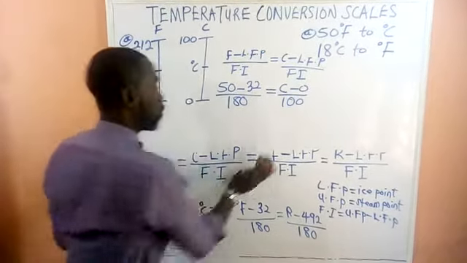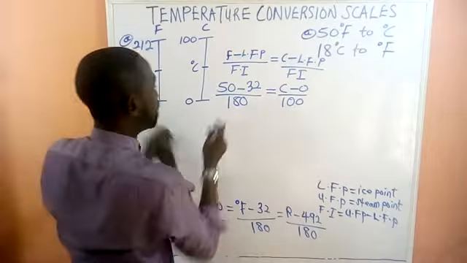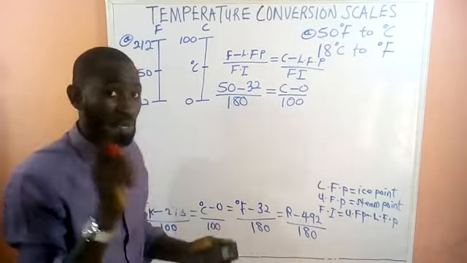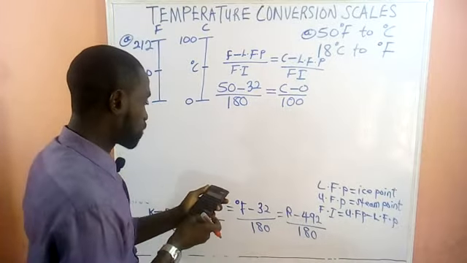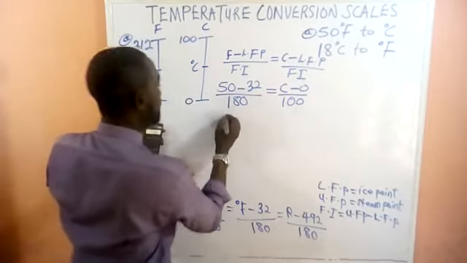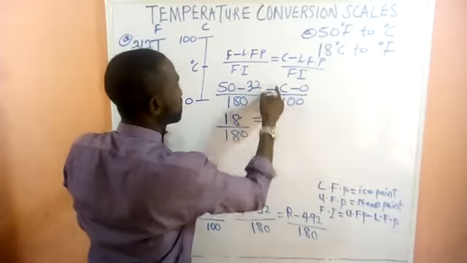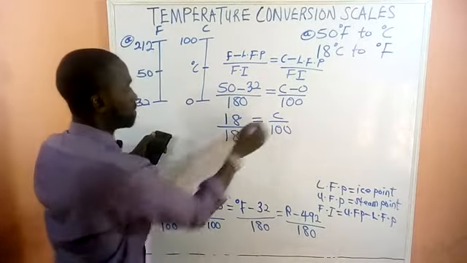So what's the next thing? We can cross multiply. Are you with me class? We will cross multiply. So here we're having 50 minus 32. We have to be very careful, okay, so I will not make a mistake. So 50 minus 32 will give us 18. So here I'm having 18 all over 180 equals C minus 0, which is C, all over 100. So let us cross multiply. This one will come here, this one will go here.